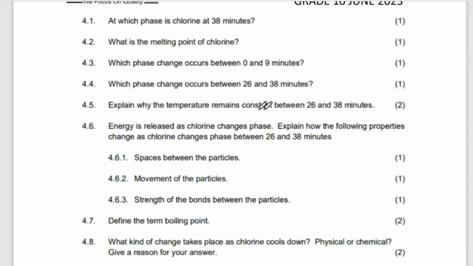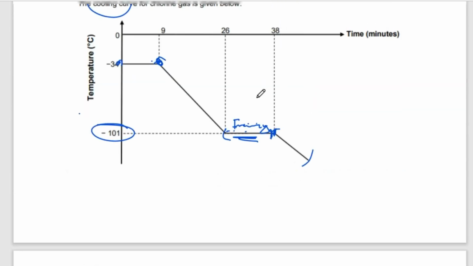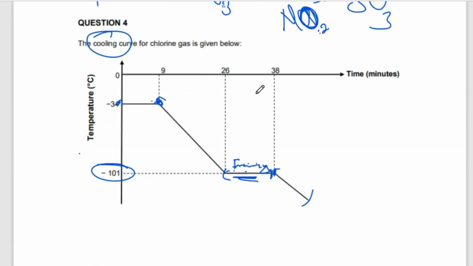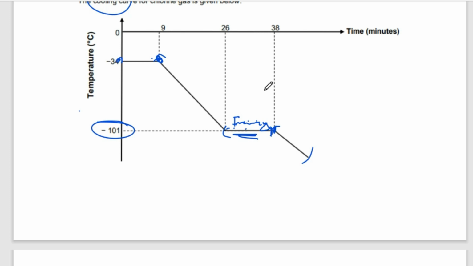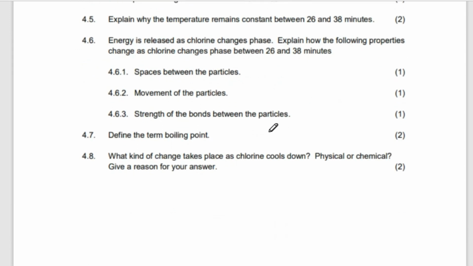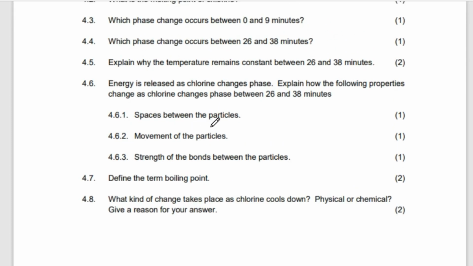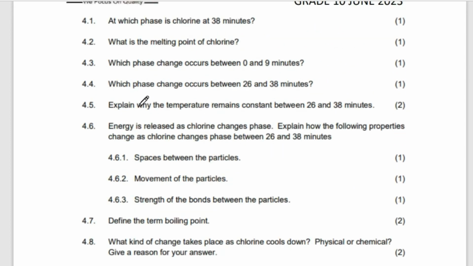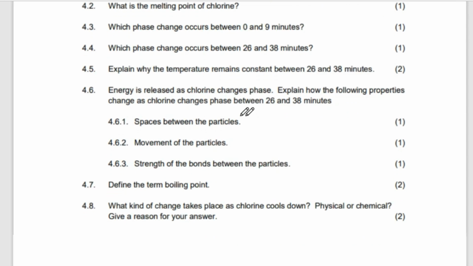Explain why the temperature remains constant at 26 and 36. Because there is a change in the phase. Meaning that the temperature is the same. Whenever there is a change in the state, the temperature is always the same. Then they are asking to explain why the temperature remains constant.